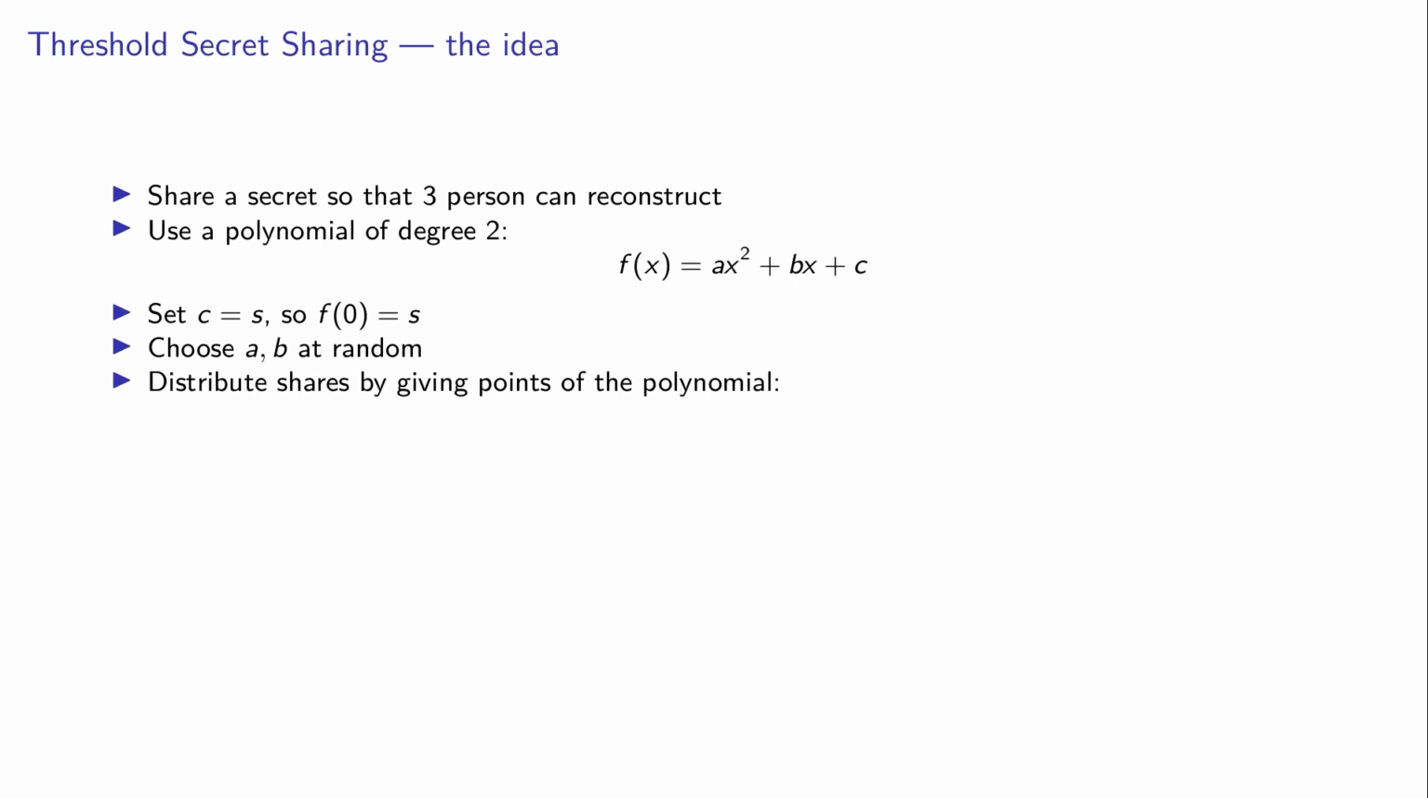What we will do is use a polynomial of degree 2. Why is that? Well, because with 3 points you can reconstruct a polynomial. So what we do is the following: the secret will be located where x equals 0, so it's f of 0. So this will be the constant, the c of the polynomial. The other 2 coefficients of the polynomial, a and b, we choose at random. And then we distribute the shares by giving out points of the polynomial.